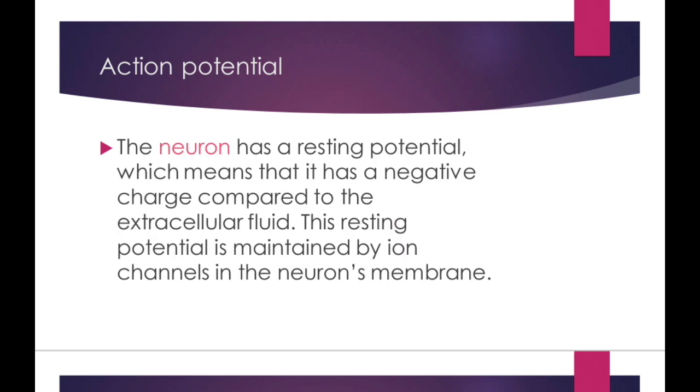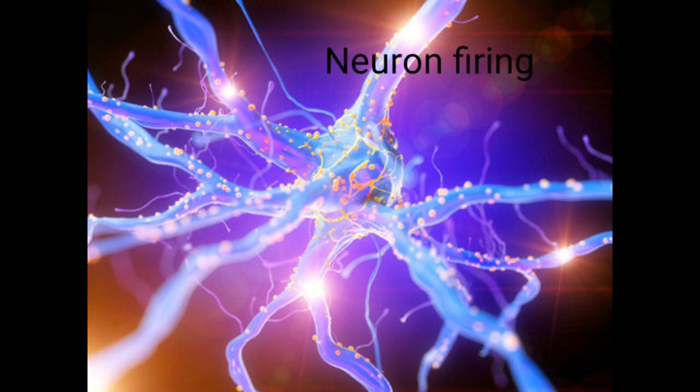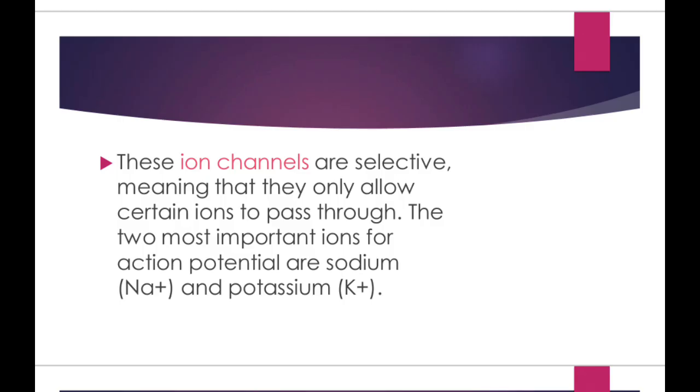The neuron has a resting potential, which means that it has a negative charge compared to the extracellular fluid. This resting potential is maintained by ion channels in the neuron's membrane. These ion channels are selective, meaning that they only allow certain ions to pass through. The two most important ions for action potential are sodium, Na+, and potassium, K+.